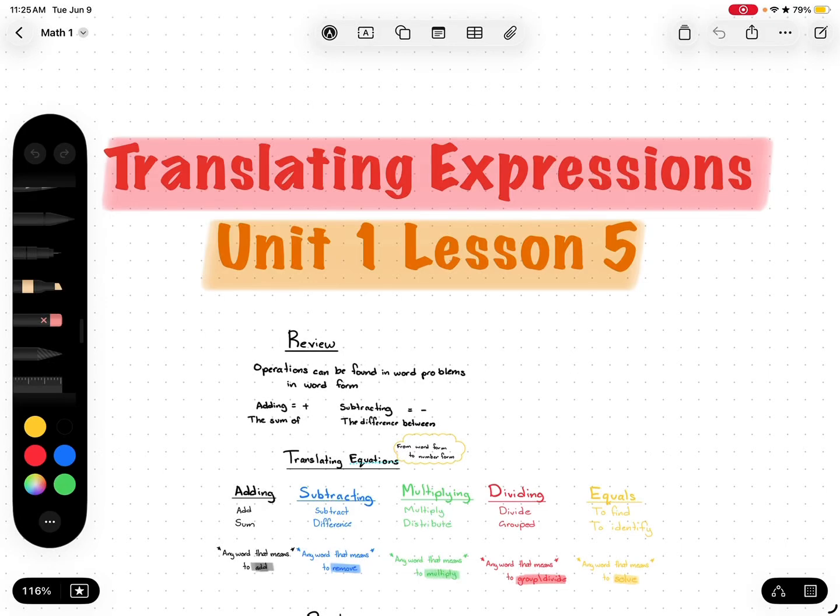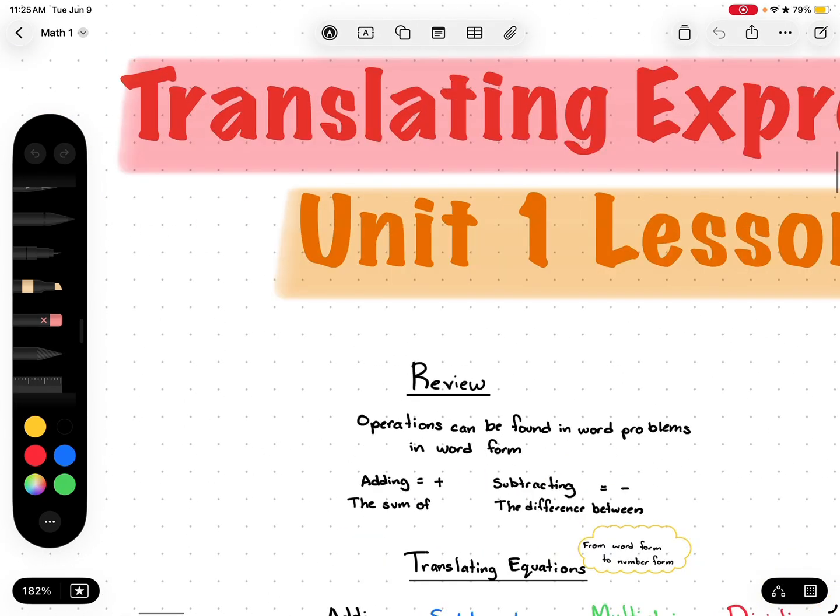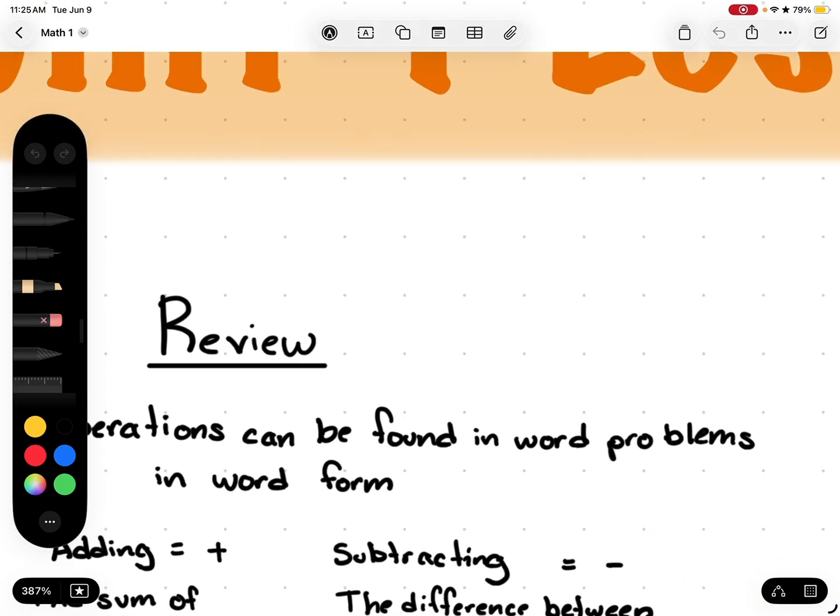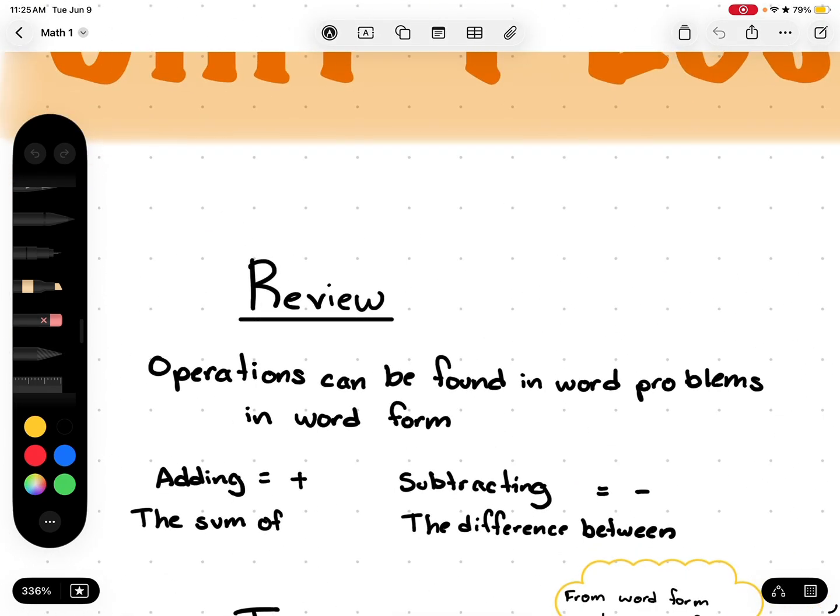Hello, this is Unit 1, Lesson 5 of Math 1, or Algebra 1: translating expressions. So, just some basic review. Operations can be found in word problems in word form. For example, adding means addition. So if the word problem is asking you to find the sum of something, it's asking you to add these two numbers together.